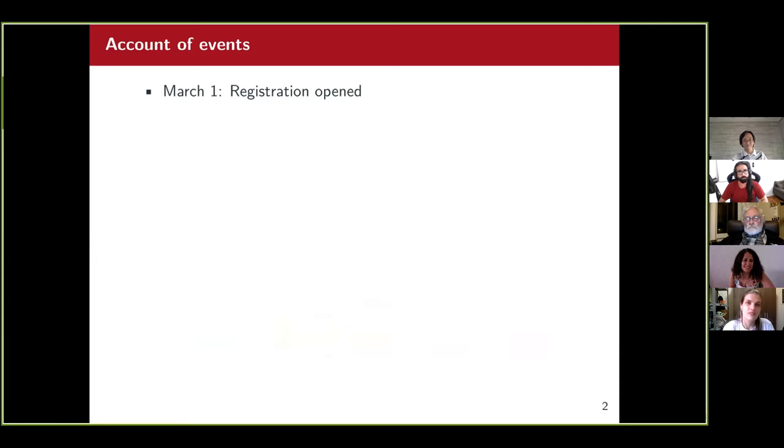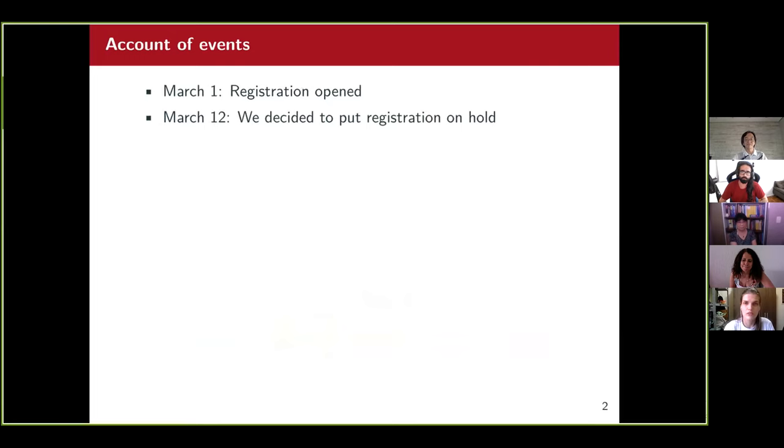And then on the 1st of March, we opened the registration. And two weeks later, things started closing in Brazil. So we decided to put registration on hold. We were not sure of how things were going to happen. Then in April, we decided to postpone the conference to this year, but we were still thinking that it was going to happen in person.